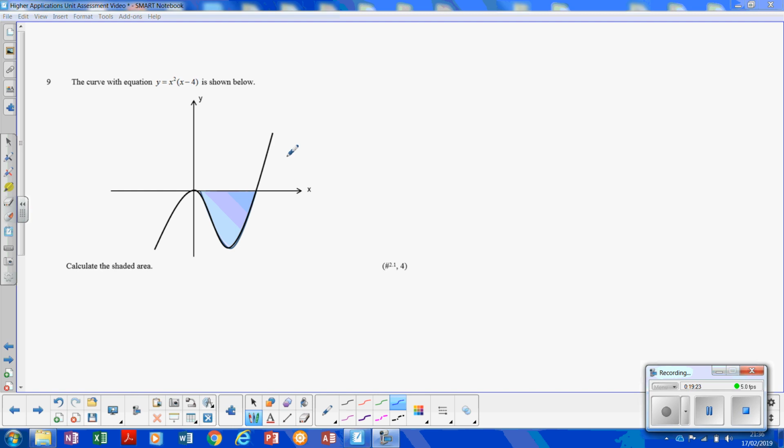For this one, it says a curve has equation y is equal to x squared bracket x minus 4, and it's shown below, and we've got to calculate the area under the curve. Right, a couple of things that we need to realise before we start. We need to find the limits, which is this point here and this point here. So the limits are when the curve crosses the x-axis. So it crosses the x-axis when y equals 0.